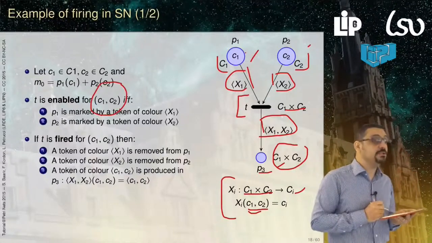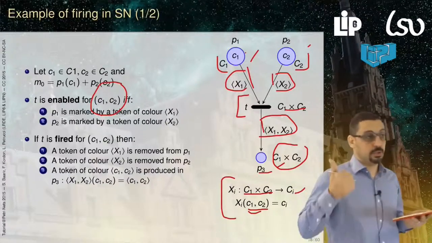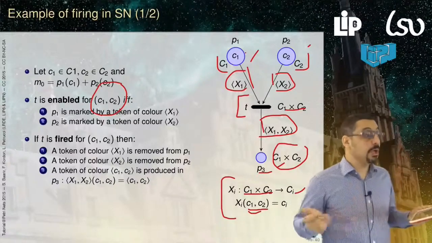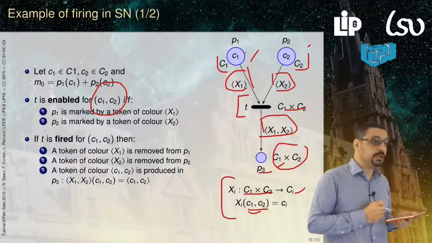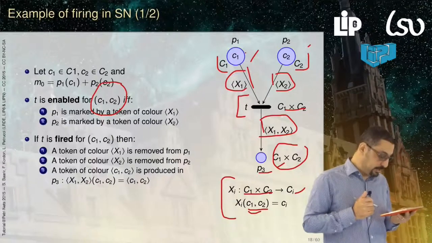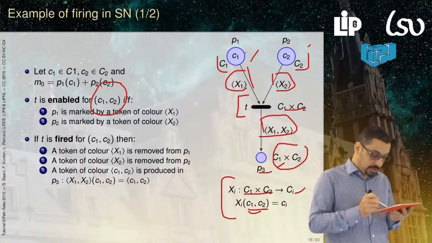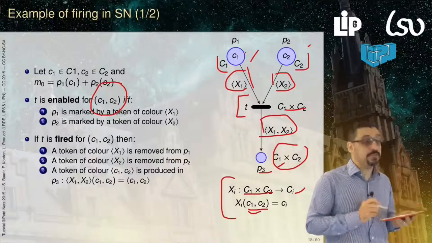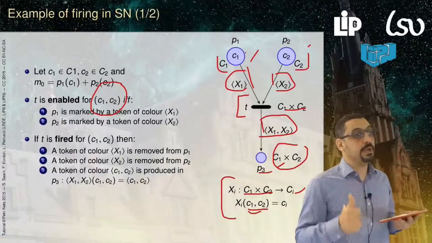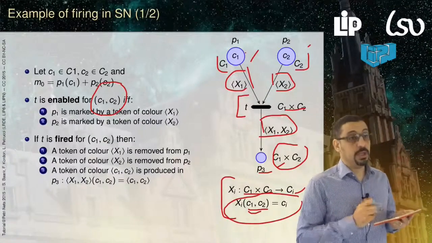Now, to see if the color C1, C2 is enabled, we have to ensure that two conditions hold: the condition on the guards and the condition on the inequality. Since we have no guards, it automatically holds. The second point is to see if the inequality holds for this color. And it is the case, because the function x1 describes the fact that to fire the color C1, C2, we need at least one color C1 in the place P1, which is defined here.